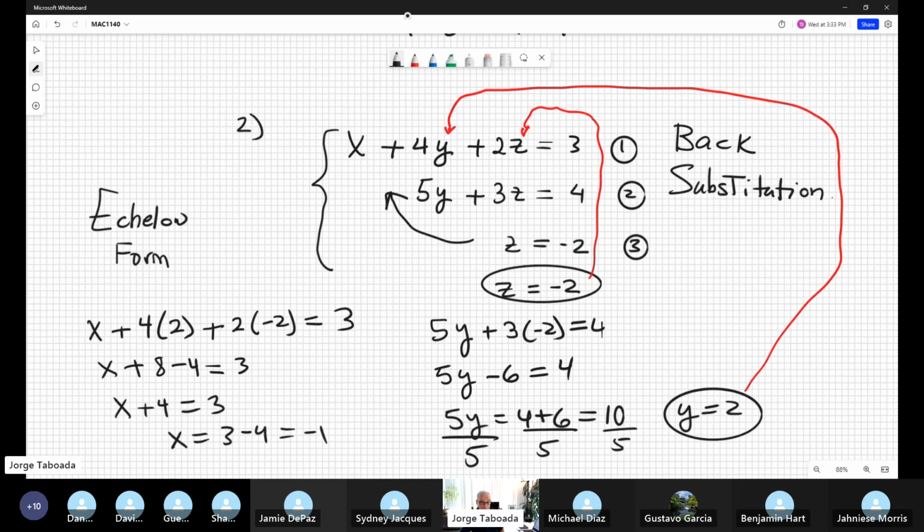So what is my final answer? The solution for this system is the ordered triplet formed by x, y, z. X is negative 1, y is positive 2, and z is negative 2. This corresponds very well with option A in our handout.